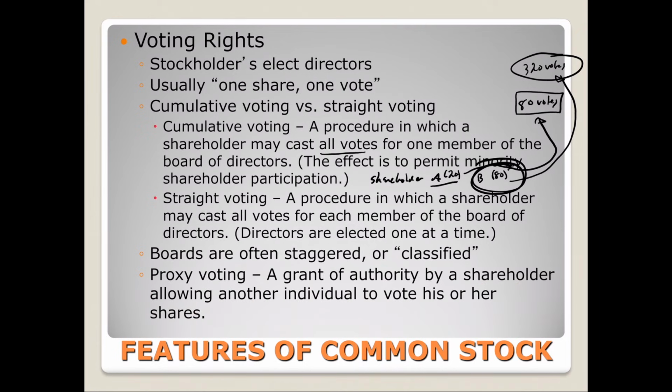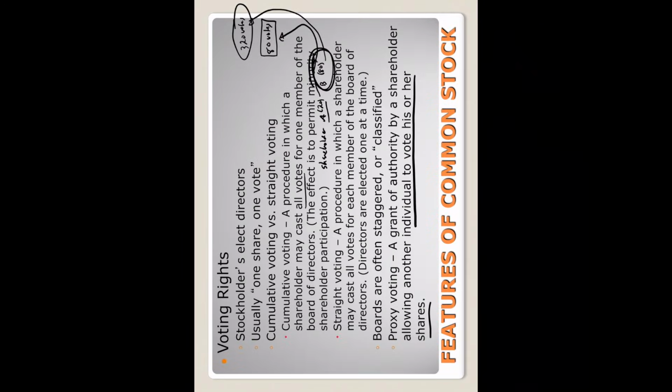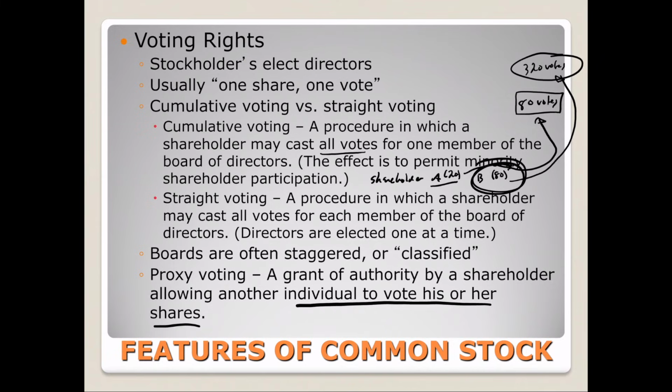Another thing with voting is you have proxy voting. A proxy vote is a grant of authority by a shareholder, allowing another individual to vote his or her shares. So for example, I'm a shareholder of Apple and I'm unable to make the annual meeting and I'm not able to vote. What I can do is grant someone else my proxy and they can vote on my behalf. So that is proxy voting.